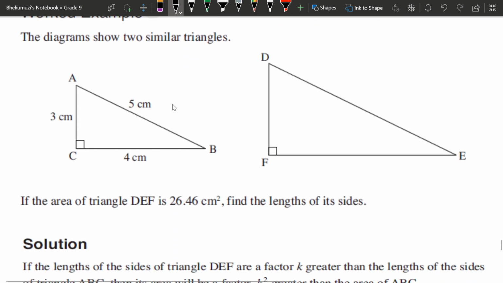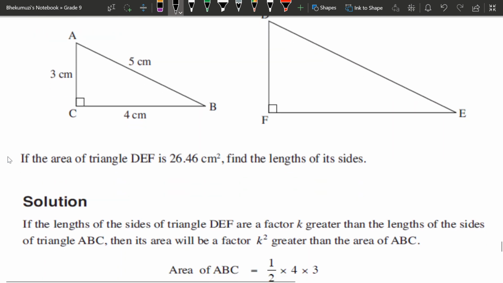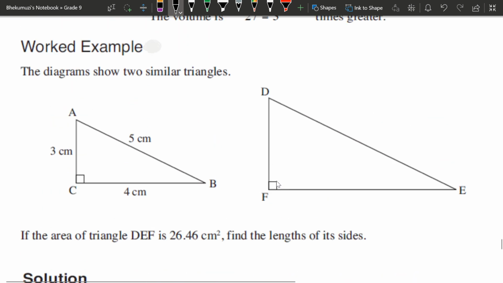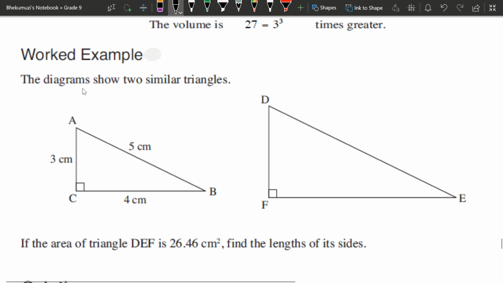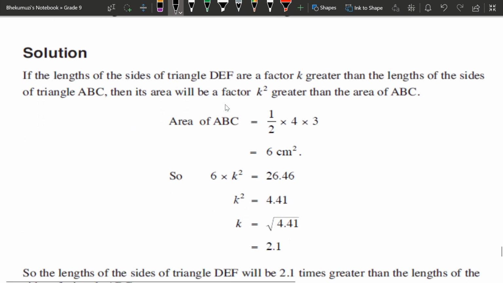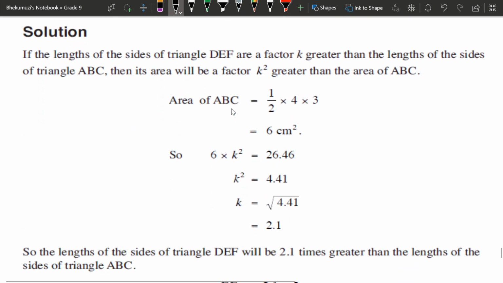And so here's a worked example. Here's a diagram, so we have the first one and the second one. The question is that if the area of DEF is 26.46 centimeters squared, find the lengths of the sides, right? And they said the diagrams show two similar triangles. Because they told us that there are two similar triangles, we can use the ideas of similarity to find these lengths. So if we use the area of ABC, we find the area of ABC to be 6, right?